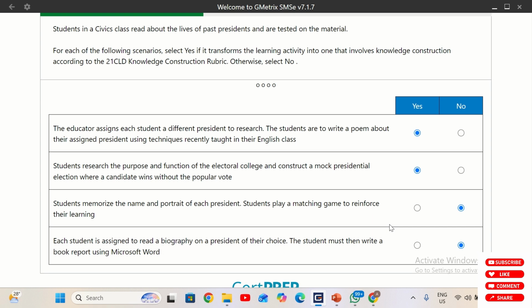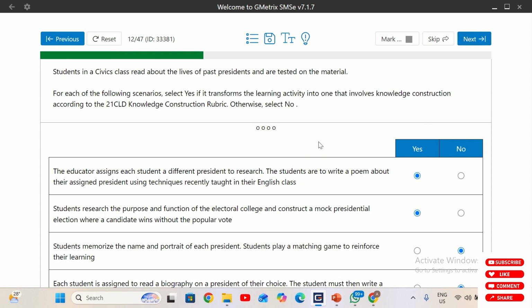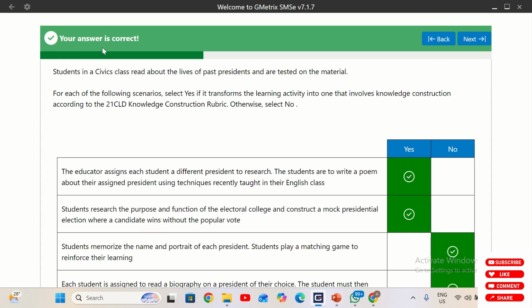So when it comes to knowledge construction, it happens when students do more than reproduce what they have learned. So they go beyond knowledge reproduction to generate ideas and understanding that are new to them. So they are to interpret, to analyze, to synthesize, and evaluate information or ideas. So this has to do with critical thinking. Okay, so that is done. So correct.